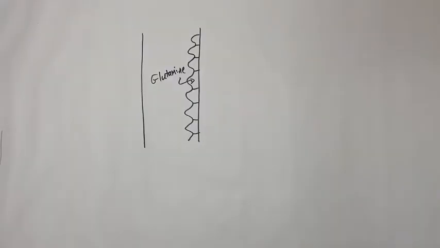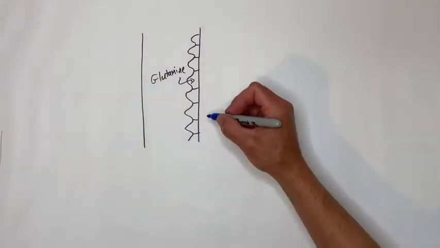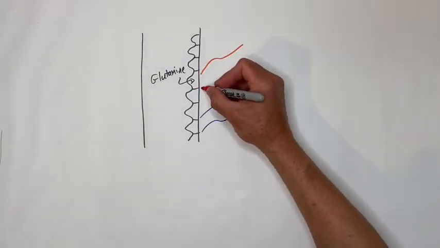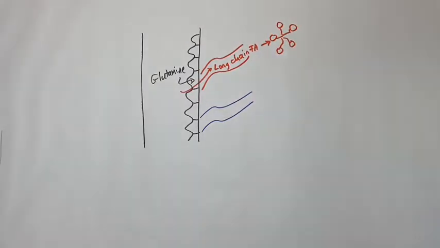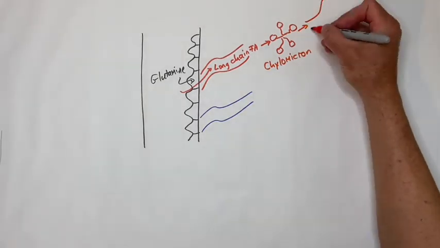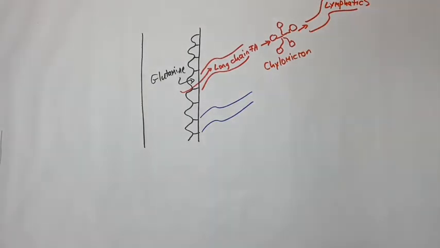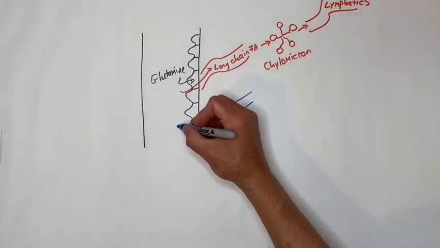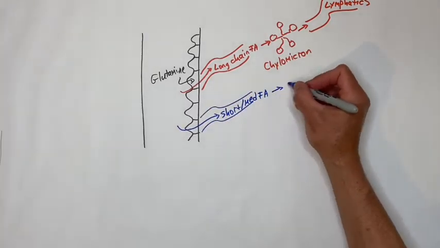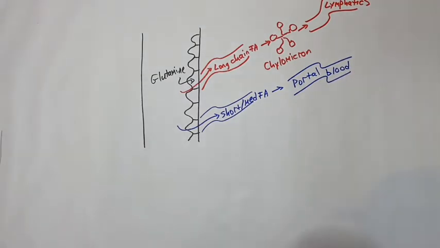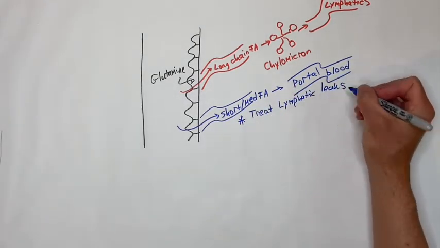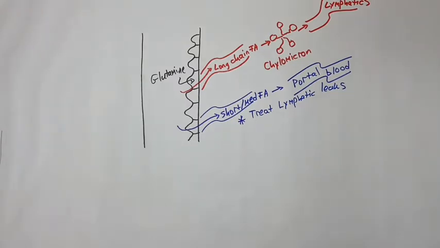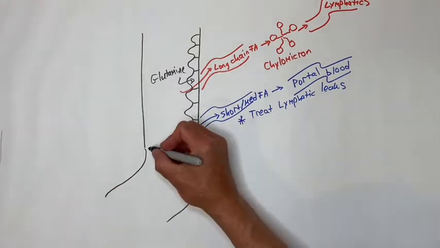Glutamine amino acids is the energy source for small bowel enterocytes. Long-chain fatty acids, longer than 12 carbons, are absorbed via chylomicrons that go into the small bowel lymphatics. These go to the cisterna chyli, then onto the thoracic duct. Short and medium-chain fatty acids are absorbed directly to the portal blood. So for lymphatic leaks in the abdomen or the chest or the neck, you should put the patient on a short medium-chain fatty acid diet to prevent stimulating lymphatic flow.